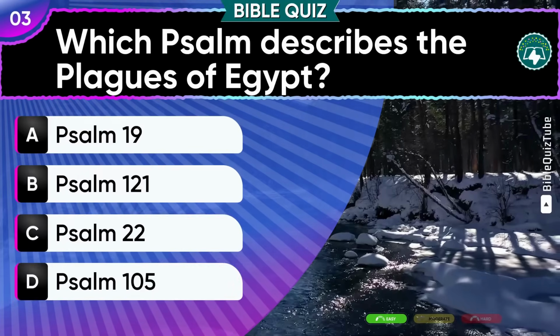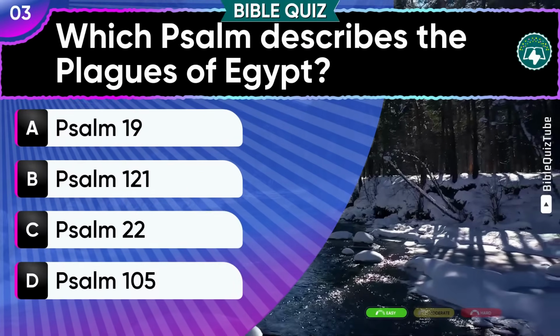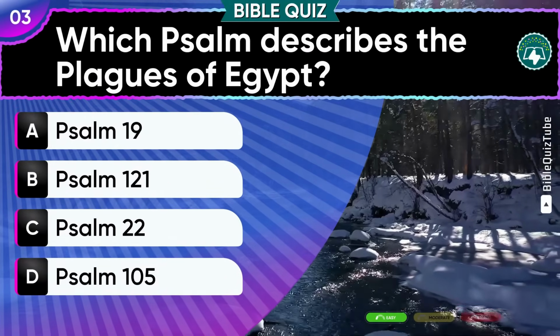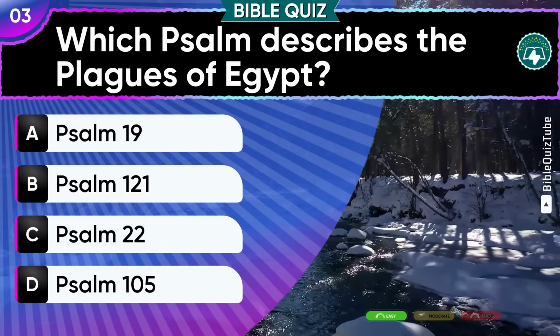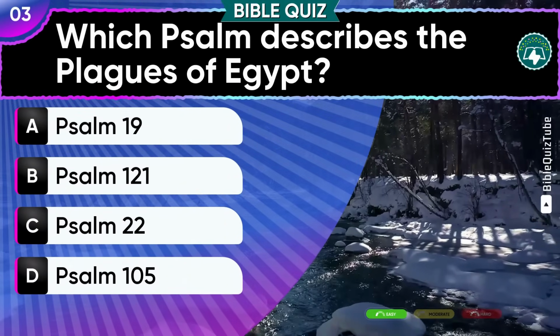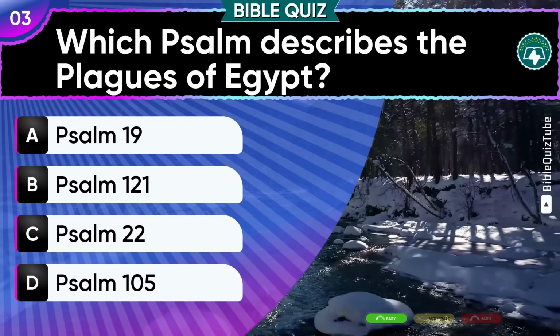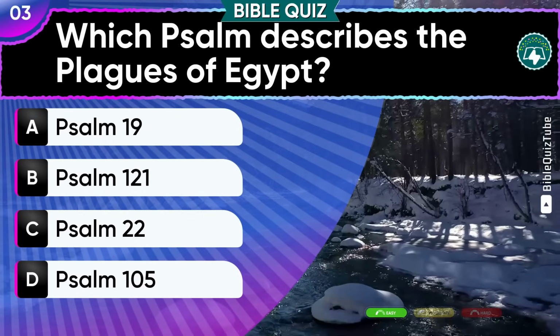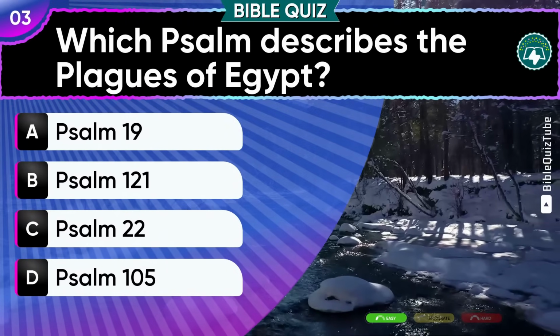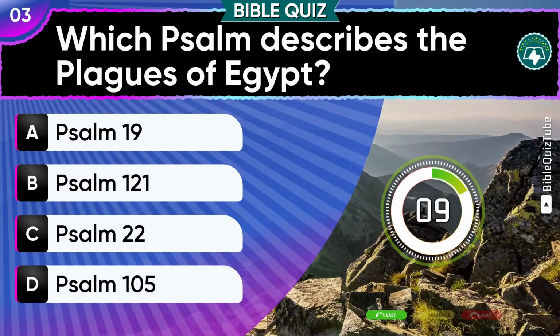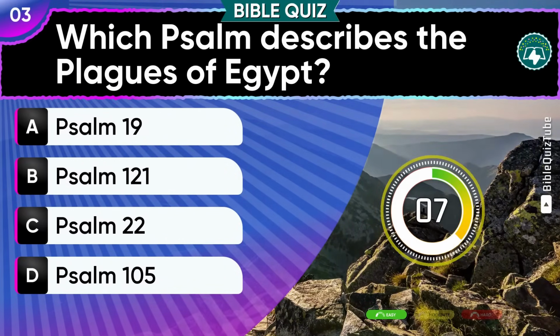Question 3. Which psalm describes the plagues of Egypt? Only true Bible fans will get this. A. Psalm chapter 19. B. Psalm chapter 121. C. Psalm chapter 22. D. Psalm chapter 105.